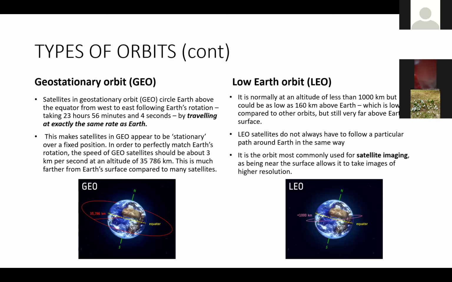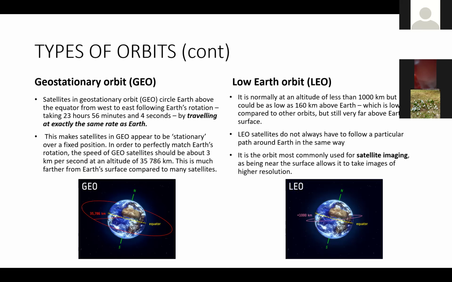Characteristics of geostationary orbit and low Earth orbit are here. The satellite in geo orbit circulates Earth about the equator from west to east, following Earth's rotation. So it travels at exactly the same rate as the Earth, and that makes the satellite geostationary. So we can acquire information from this satellite over exactly the same area, always over exactly the same area.